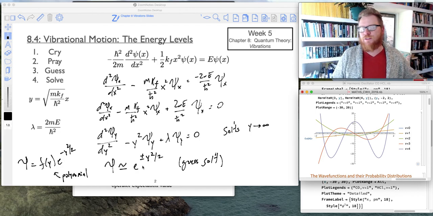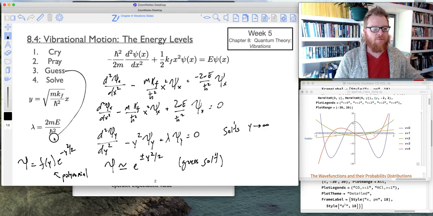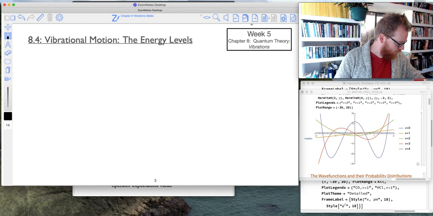And that's kind of beyond the scope of the class. So our guess, that's the standard guess for this harmonic oscillator problem. Okay, so let's go for it. So I'm going to rewrite that solution that we've got to solve here. So I put it up here.